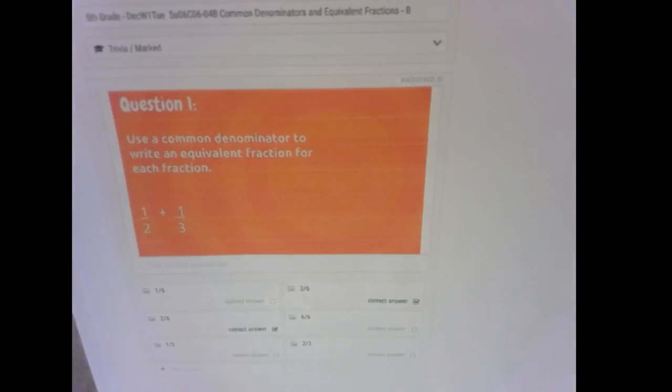Hello, welcome back to the 5th grade Tuesday quiz. Today we're asked to use the common denominator to write equivalent fractions for each fraction.